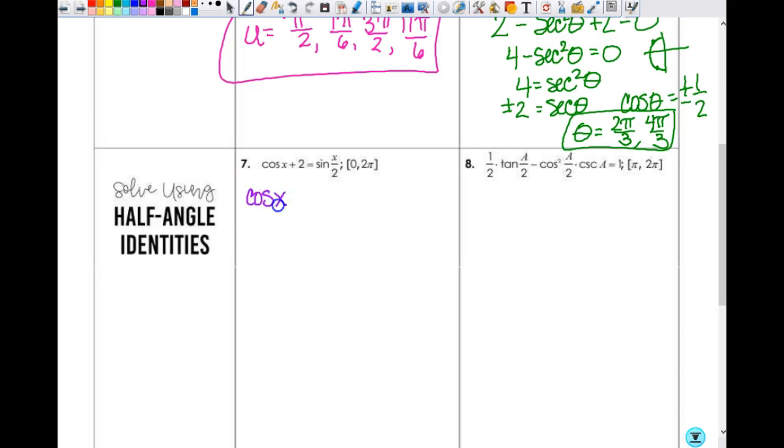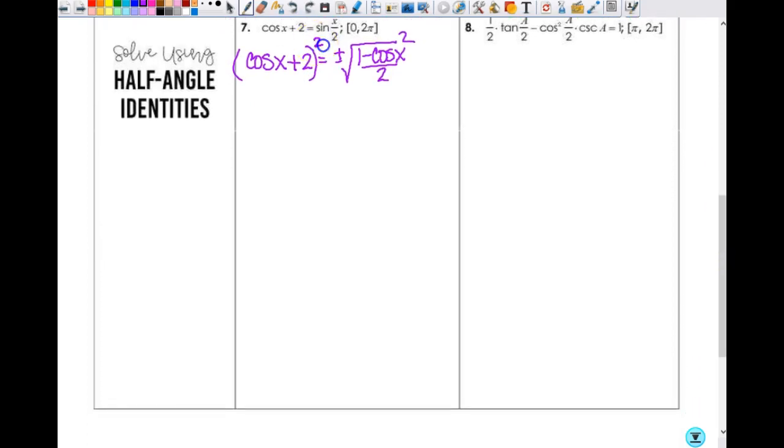We get cosine of x plus 2 equals plus or minus the square root of 1 minus cosine x over 2. Everybody with me? What will be the first thing you'd like to get rid of? The square root. So how do we do that? Square both sides. So we're going to square both sides. And on the left-hand side, when I square this, I'm going to get cosine squared x plus 4 cosine x plus 4 equals, and then over here, I am just left with 1 minus cosine x over 2.